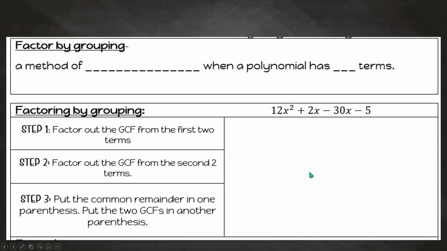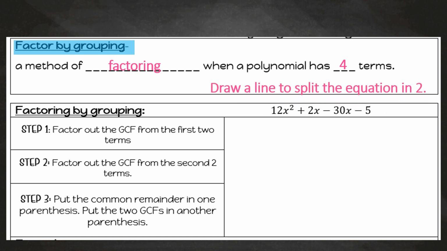And so to factor by grouping, that is just a method of factoring when a polynomial has 4 terms. So the first thing we're going to do if we're looking at this polynomial that has 4 terms, we're going to split this equation into 2. So I have my first set of 2 terms and my second set of 2 terms. Now there might be times where these terms are not necessarily in the correct order. So you can always rearrange your polynomial so that you have a greatest common factor.